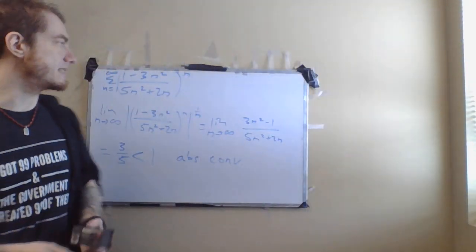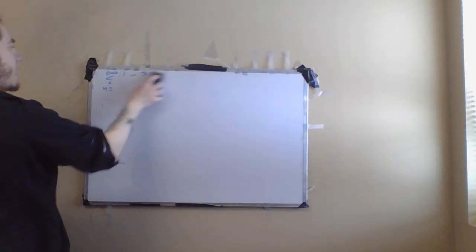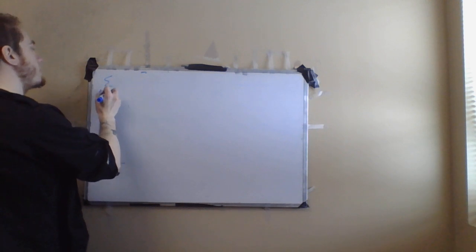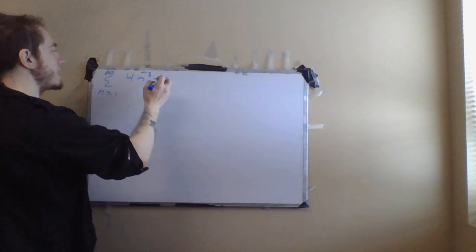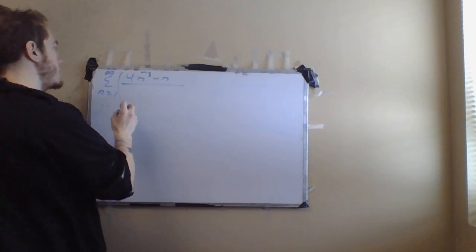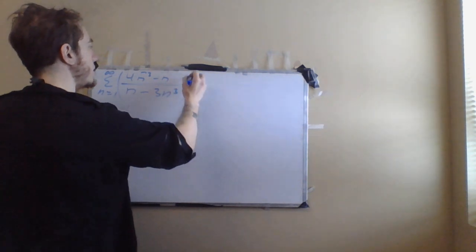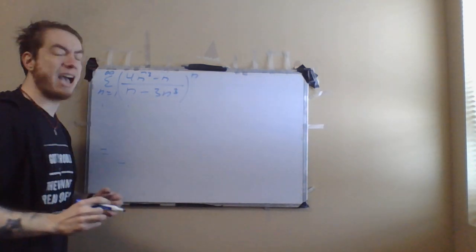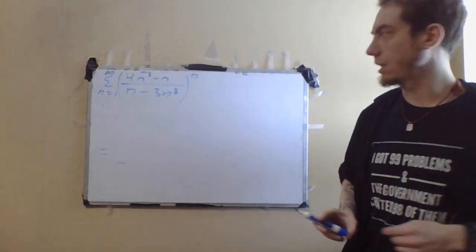Now let me give you a quick example to think about yourselves here for a moment, and we'll see what ends up happening with this one. Let's suppose that you have the sum from n equals 1 to infinity of (4n cubed minus n) divided by (n minus 3n cubed), all raised to the nth power. Take a moment and see if you can use the root test on this one.